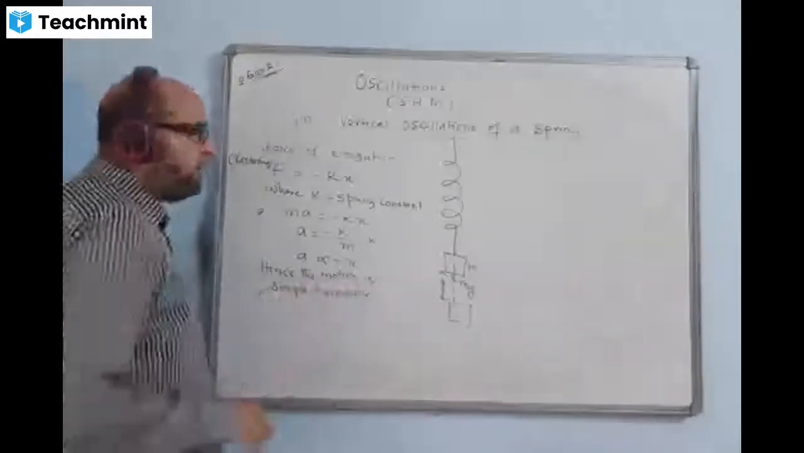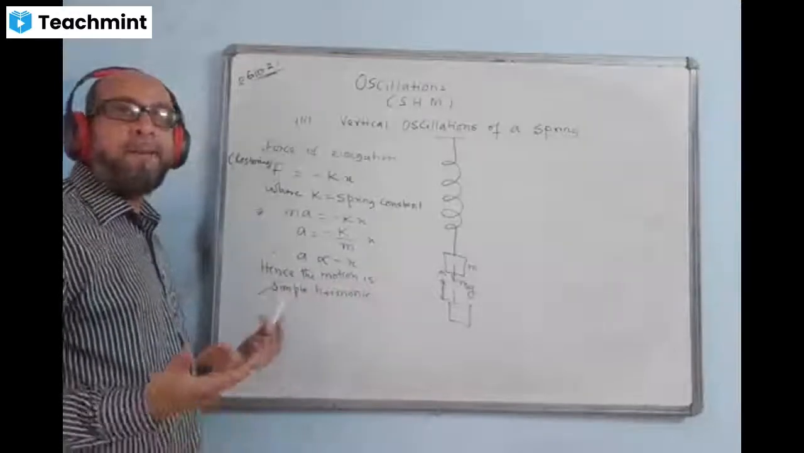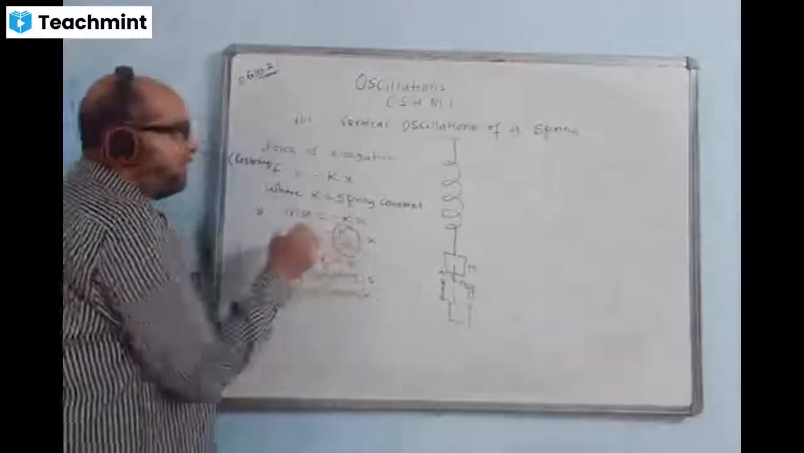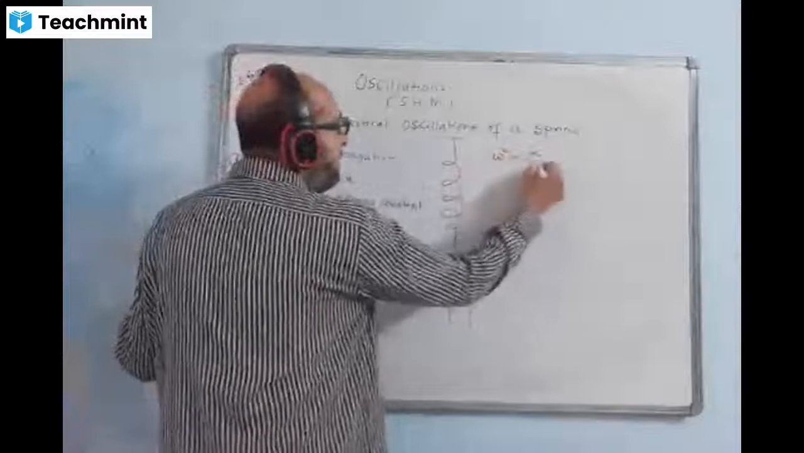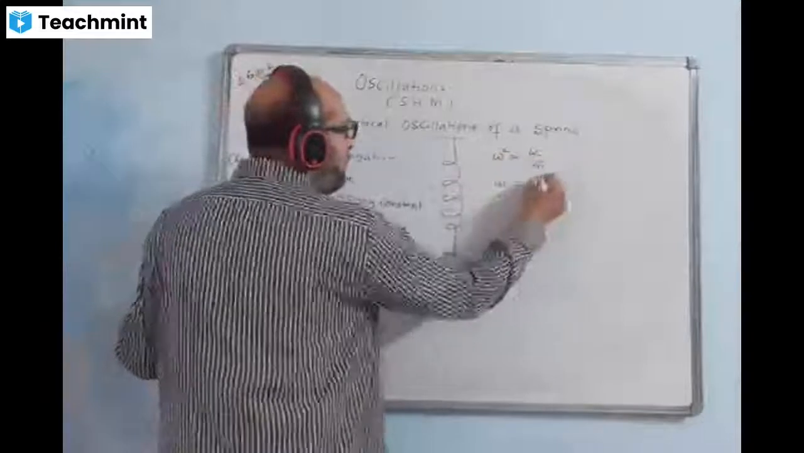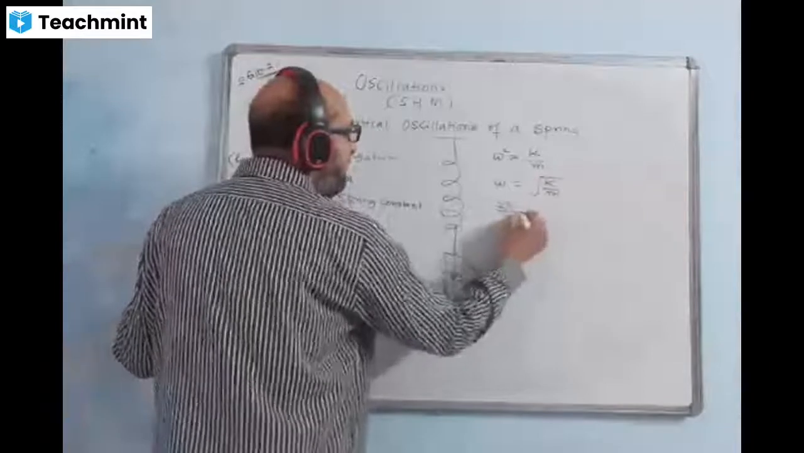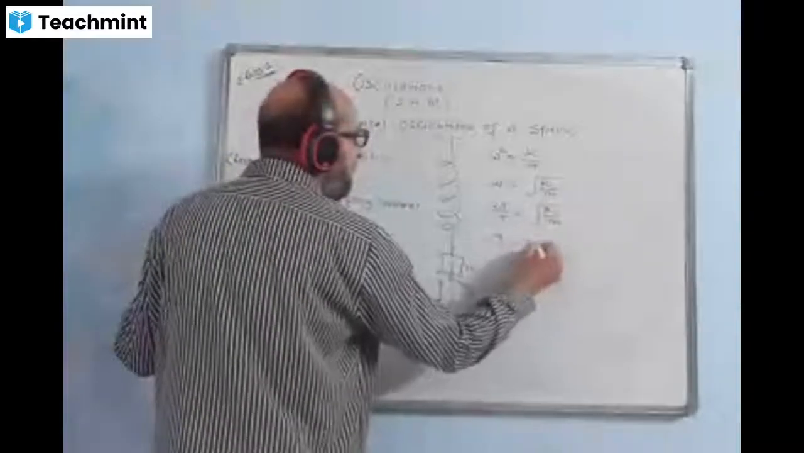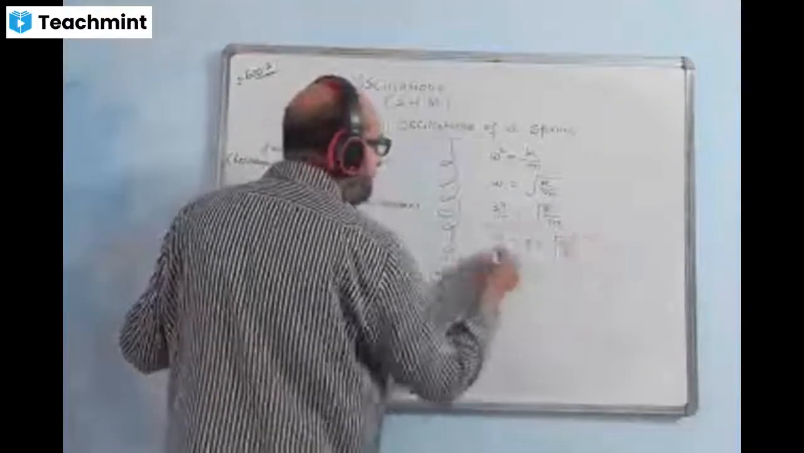We write, hence the motion is simple harmonic. Once the motion is simple harmonic, how do we find time period? This part will behave as omega square. Therefore, omega square value is k by m. Omega value will come root of k by m. Omega formula is 2 pi by T is equal to root of k by m. Therefore, time period value will come 2 pi square root m by k. This is the formula.